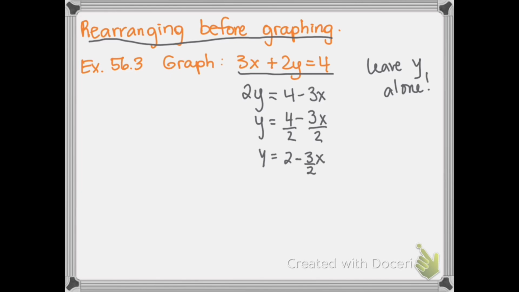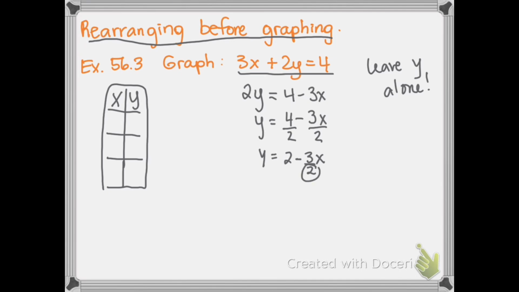Now remember that in our chart, we're going to choose 3 numbers, and we're always going to look for the denominator to give us the idea of which numbers we should choose. So since we have a 2 here, I'm going to choose -2, 0, and 2. And why is that? Because whenever we substitute the -2 and the 2 here in the x, they're going to cancel, and then we're going to work with whole numbers.